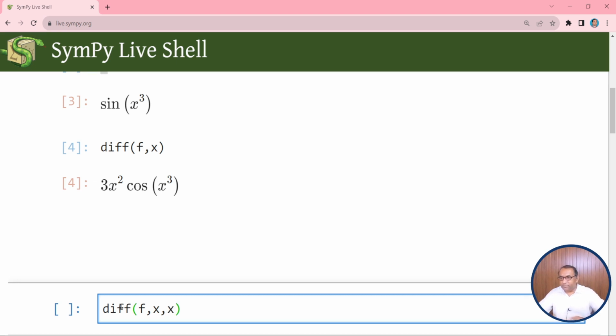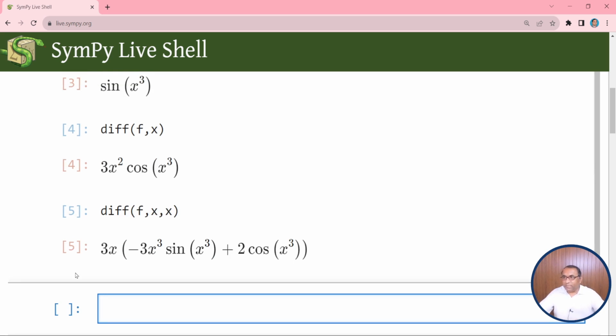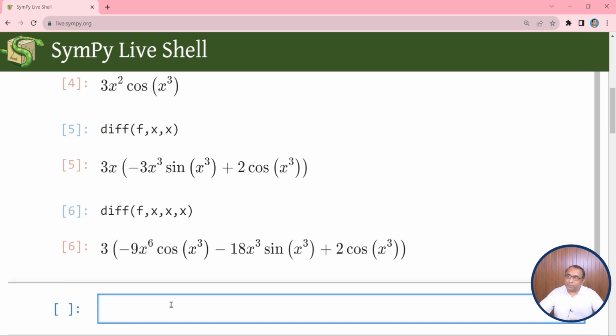Introduce one more variable x. So you can see we are differentiating f with respect to x 2 times. When we are using x 2 times, this will be the second order derivative. When you enter, you will find that this is the second order derivative of the above function f. Similarly, as soon as you increase the x variable, the order of the derivative will increase. So this will be the third order derivative of the function.